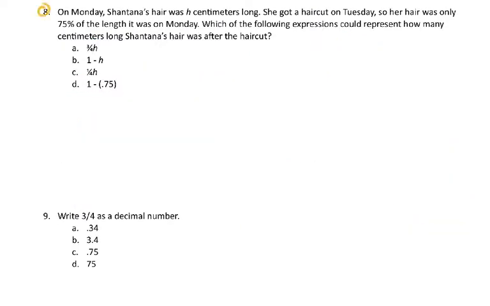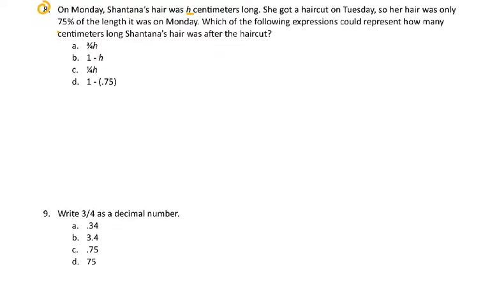Number 8 is kind of a hard one. It says, on Monday, Shantana's hair was h centimeters long. Remember that variable h just represents some number. We don't know what number that is, and it doesn't matter for this problem. It says she got a haircut, so now her hair is only 75% of that length. So 75% of h. We don't know what h is. Remember in math, we can stop right there. Of means times. So 75% times h.